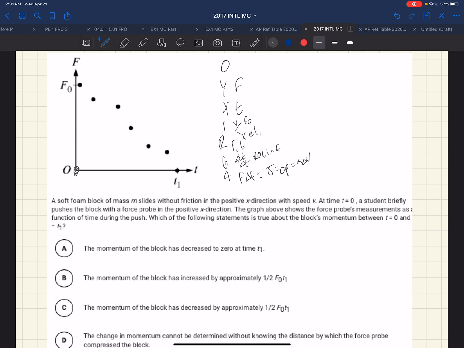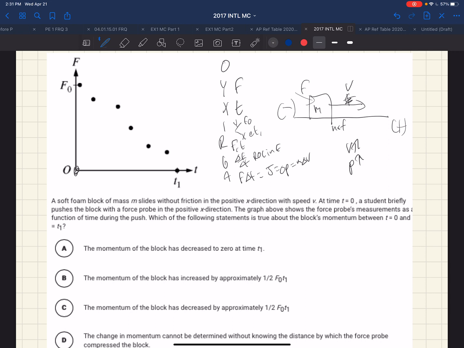All right, so now we read: a soft foam block of mass M slides without friction in the positive x direction with a speed v. At time 0, a student briefly pushes the block with a force probe in the positive x direction. So it gets a push in that direction, and we expect v to increase, and p, the momentum, to increase. It's a collision of sorts when the person pushes it with the force probe.